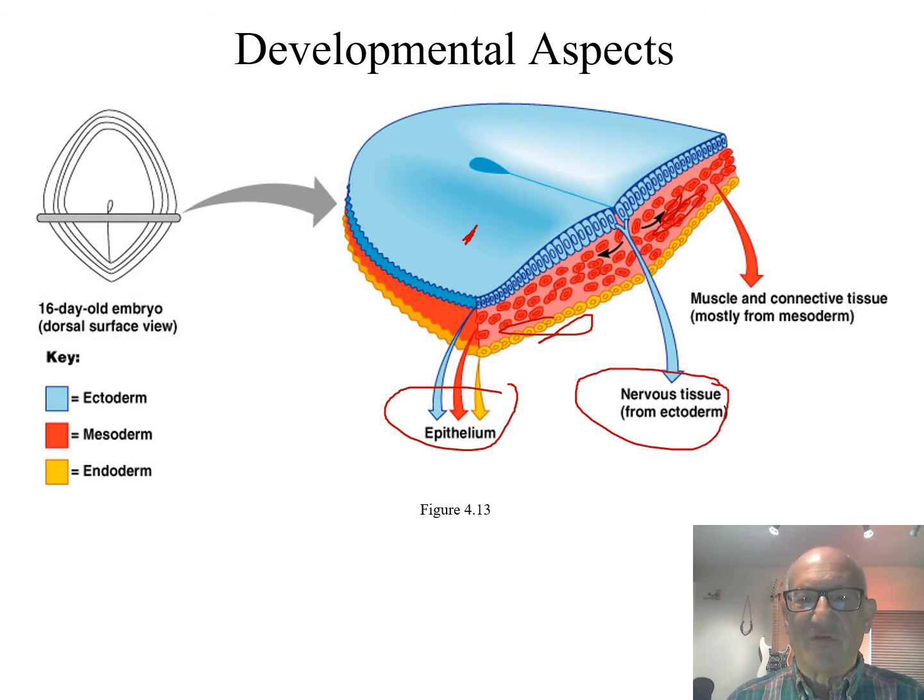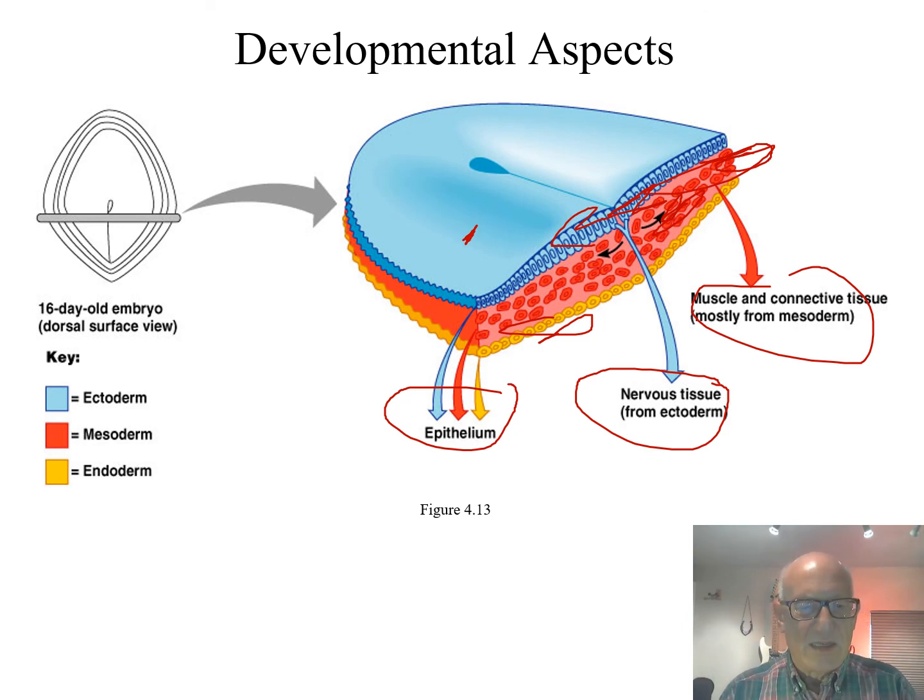Nervous tissue comes from the ectoderm up in here, and muscle and connective tissue mostly from the mesoderm in the middle. And that's the last of our slides on tissues.